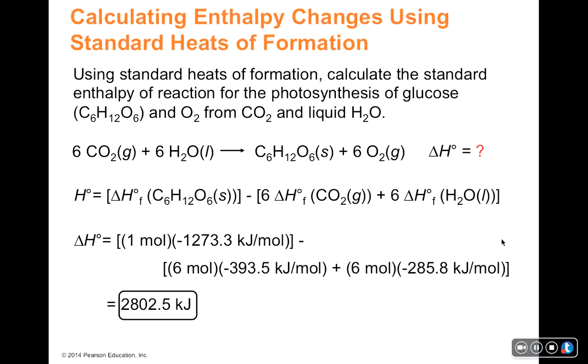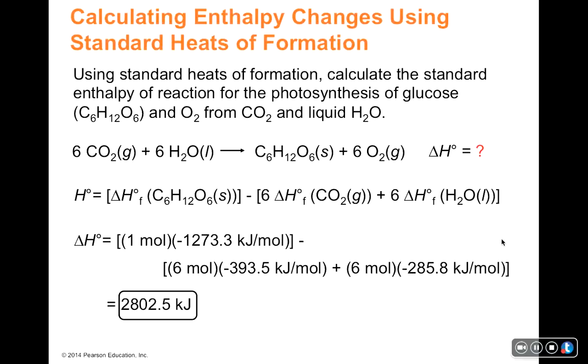And again, in terms of the calculations here, you always want to do what's inside the parentheses first. So you take that 1 times minus 1273, so you've got minus 1273, and then 6 times minus 393.5 plus 6 times minus 285.8, whatever that is. And then you're going to take the minus 1273.3 and subtract that sum that you've got for the next part. And hopefully that works out to 2,802.5 kilojoules.